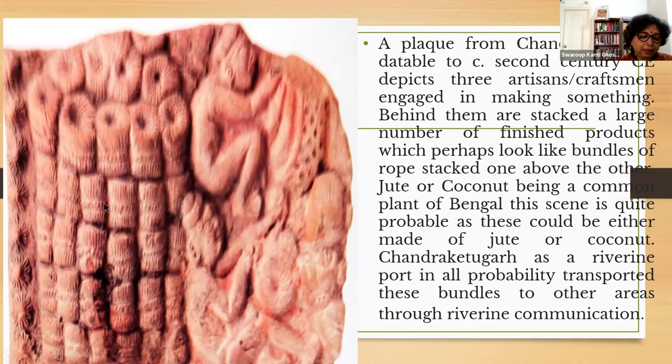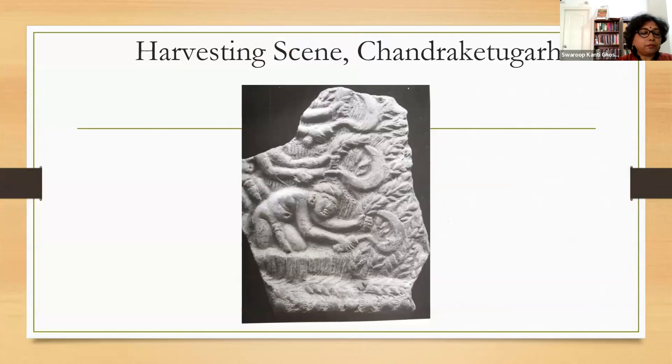You can see the bundles of ropes stacked one above the other. Coconut being a common plant of Bengal, this scene is quite probable, as these could be made of coconut. Chandraketugar in all probability had a riverine port, and transported these bundles to other areas through riverine communications. In the Delta region, riverine networks were the predominant means of communication. Boat building was very much an occupation of this Delta region, and early India had only stitched boats. So coconut coir or jute wire were very important for stitching the boats.